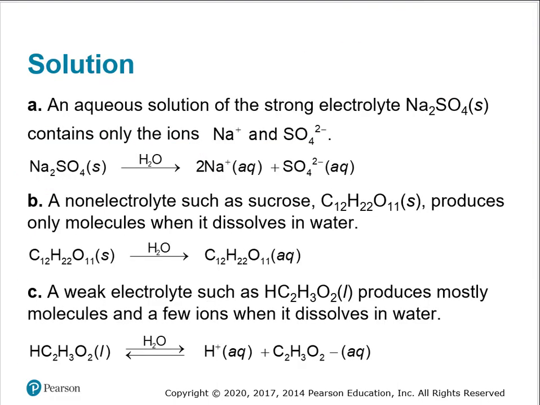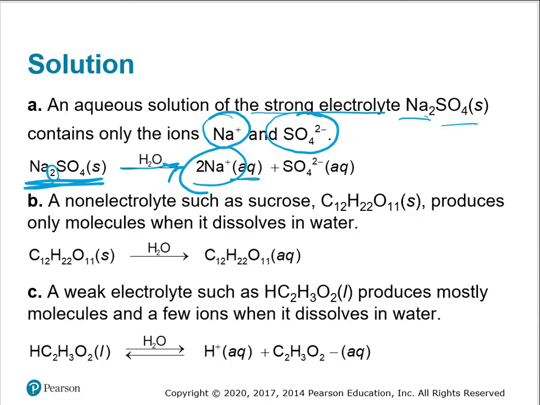For A, we were told Na2SO4, which is sodium sulfate, and we were told that it's a strong electrolyte. So there are ions in the strong electrolyte, Na+ and SO4 with a 2- charge. So we would write that as starting with our solid, dissolving in water, and we are going to break down into 2 Na+ in aqueous solution, and SO4 2- in aqueous solution.